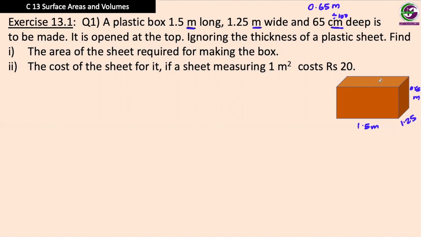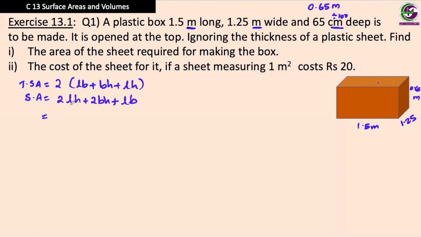It is open at the top, so we have to apply the rule of total surface area, ignoring one of the faces. The real rule is 2 times (LB plus BH plus LH). But here we don't have the top surface. So here it will be surface area: we have to apply the rule 2 times LH plus 2 times BH plus only 1 LB.